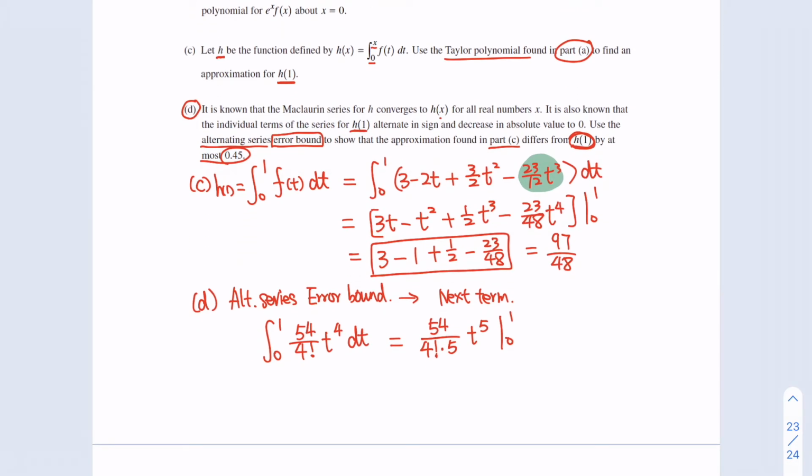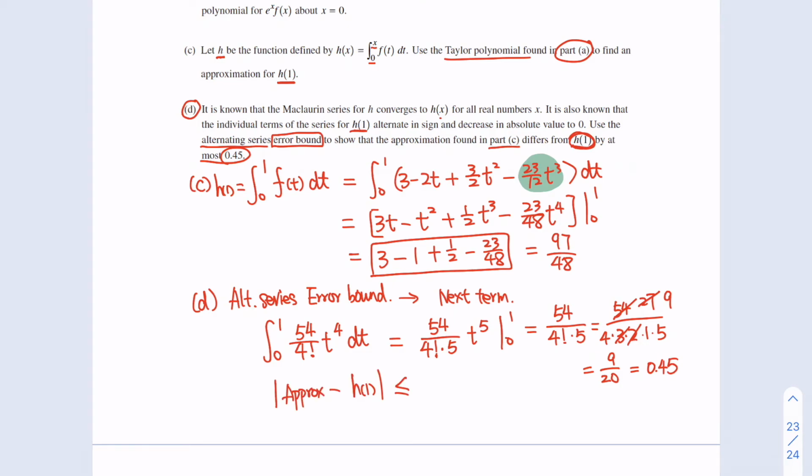So to save time, don't multiply them. We plug 1 and 0 in, we get 54 over 4 factorial times 5. We just need to write it out: 4, 3, 2, 1, times 5. 54 divided by 2, we get 27. 27 divided by 3, we get 9. So 9 over 20, which gives us 0.45. So based on the error bound, the approximation minus h of 1 will be less than or equal to 0.45. Exactly, that's what we need.